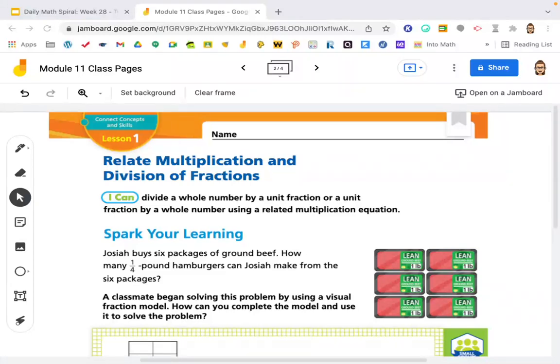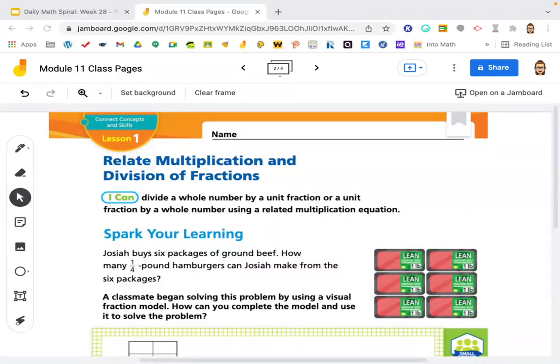Hello, my mathematicians. Today we are looking at Module 11, Lesson 1, which is all about relating multiplication and division of fractions. Hopefully, by the end of this lesson, you'll be able to divide a whole number by a unit fraction or a unit fraction by a whole number using a related multiplication equation. So we'll start with Spark Your Learning.